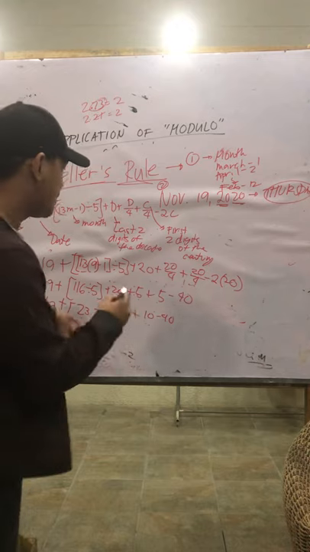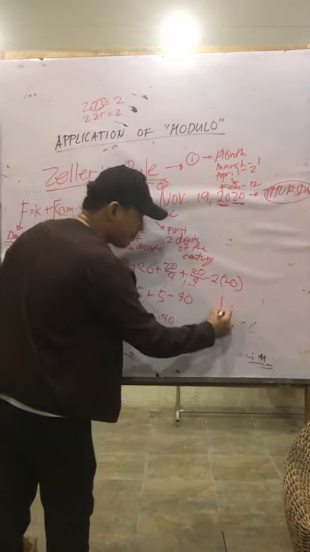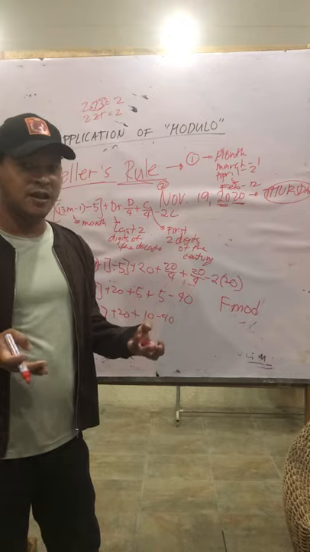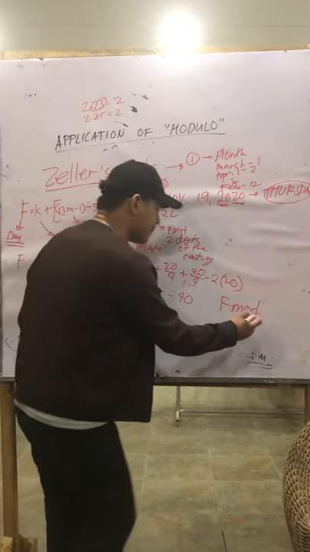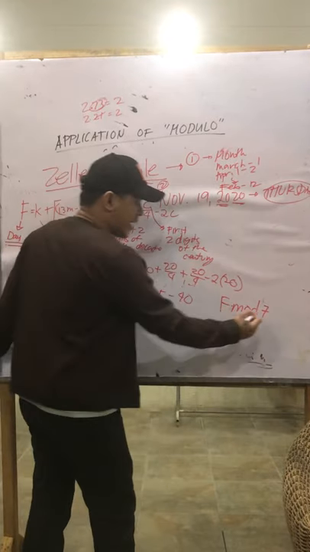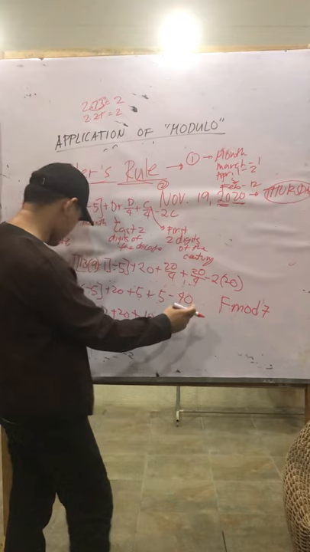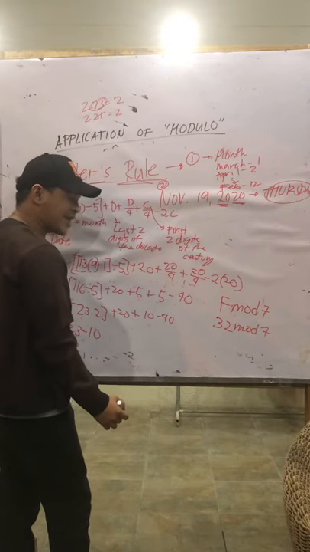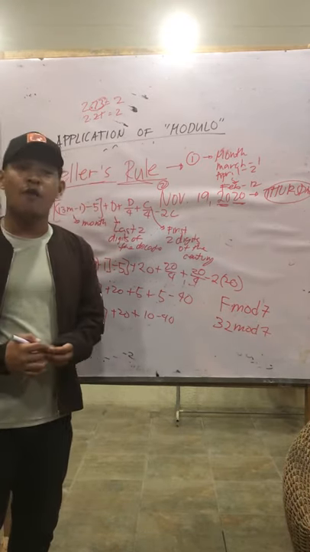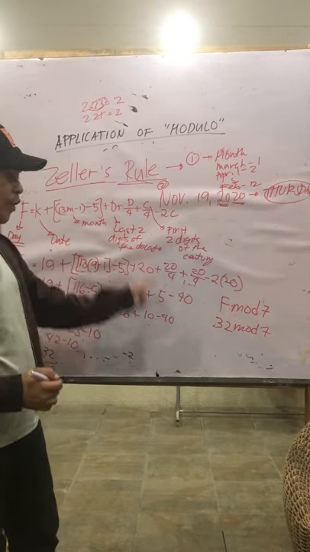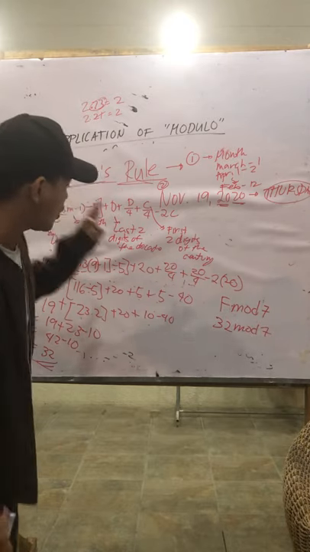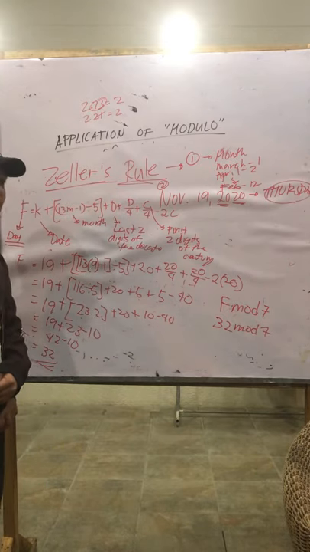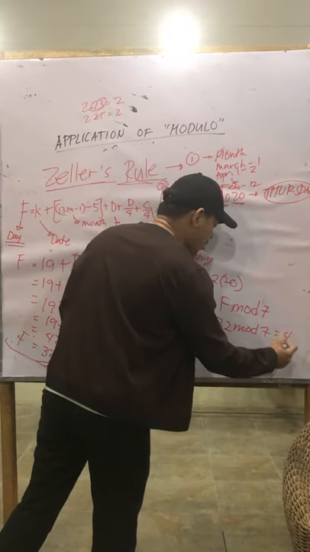And the last method is, take the value of F, mod 7. Since we are looking for the day, there are 7 days in 1 week. Therefore, the modulus will be 7. So we have F is 32 mod 7. What is 32 divided by 7? That will be 4, because we have 7, 14, 21, and 28, 29, 30, 31, 32. Therefore, 32 divided by 7 is 4, remainder 4. Therefore, the result is 4.